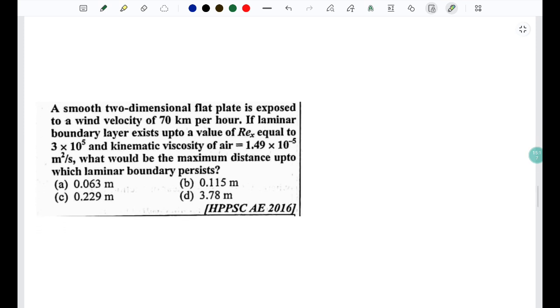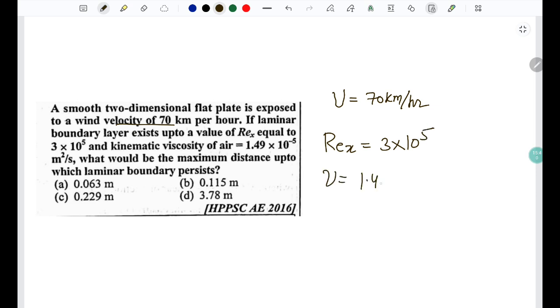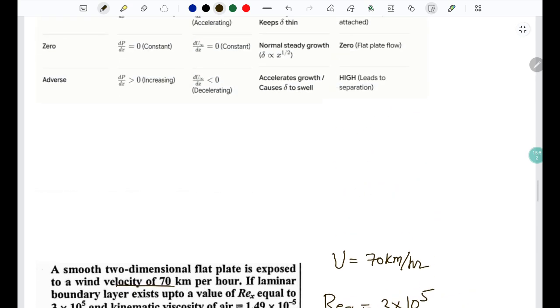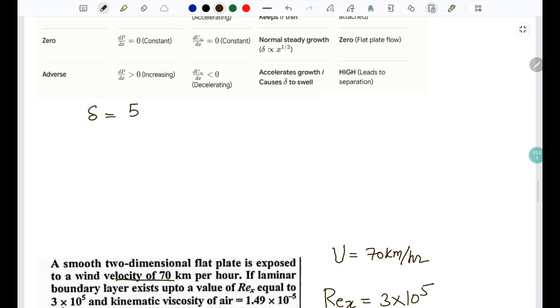Then comes this question which asks that a smooth two-dimensional flat plate is exposed to wind velocities. The velocity is 70 kilometers per hour, and a laminar boundary layer exists up to the value of Rex given to us as 3 times 10 to the power 5, and kinematic viscosity is given as 1.49 times 10 to the power minus 5 meters square per second. It has asked us what would be the maximum distance up to which the laminar boundary persists. Now, since they have mentioned that it is a laminar flow, we know delta is given as 5x by root under Rex.